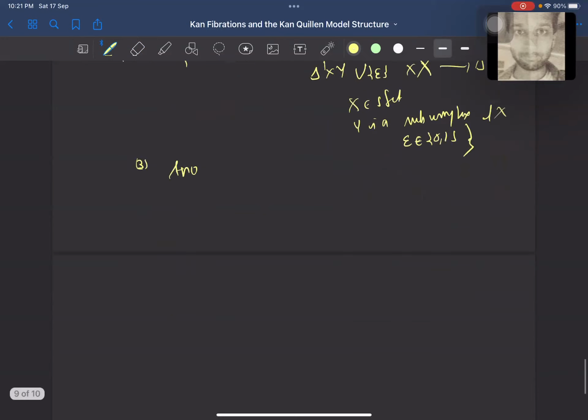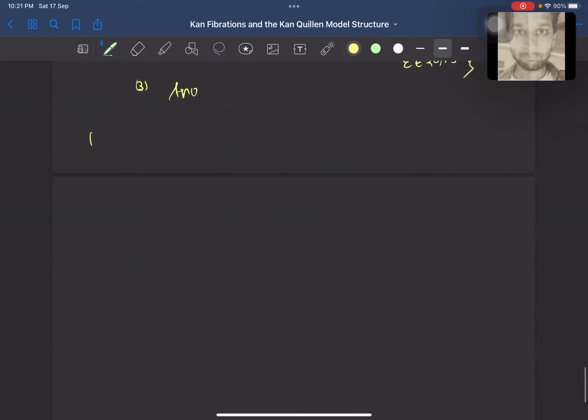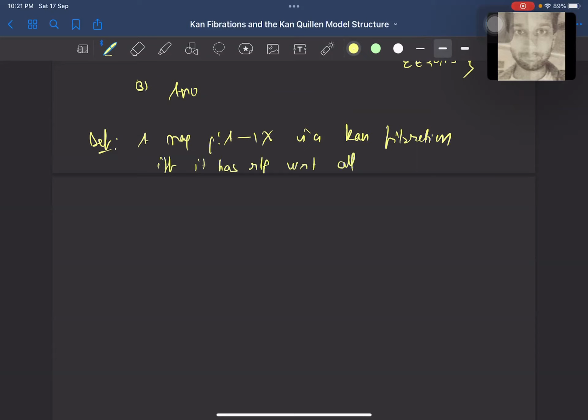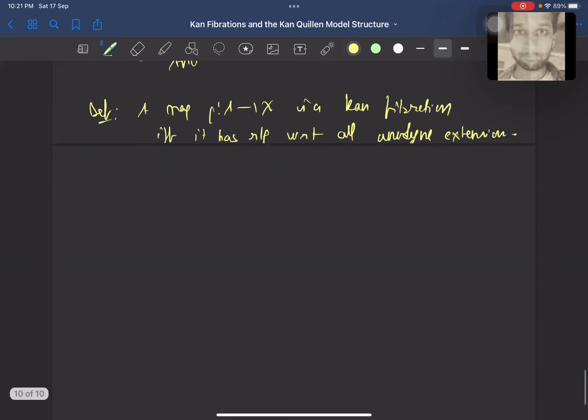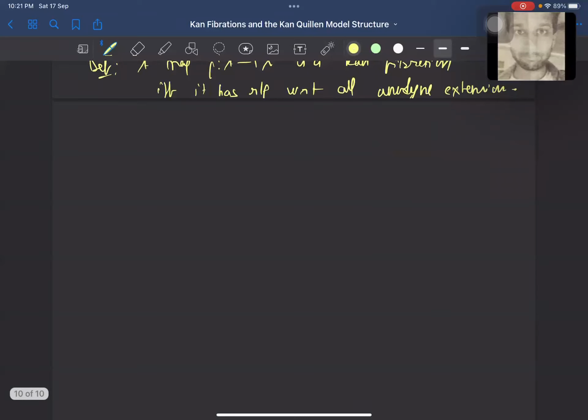Okay, now I'll define a configuration. A map is a configuration if and only if it has the right lifting property with respect to all anodyne extensions. So this is the definition that I have.